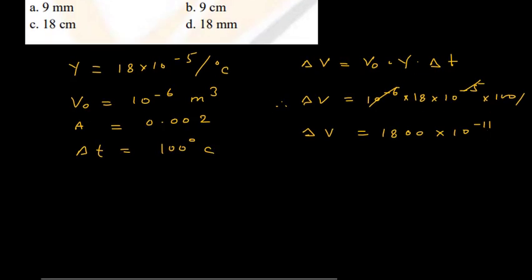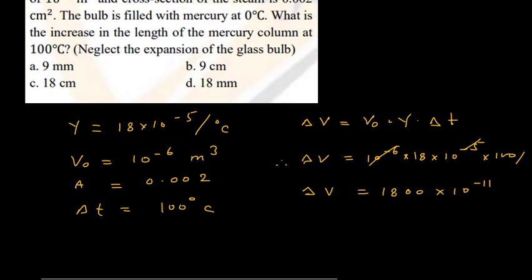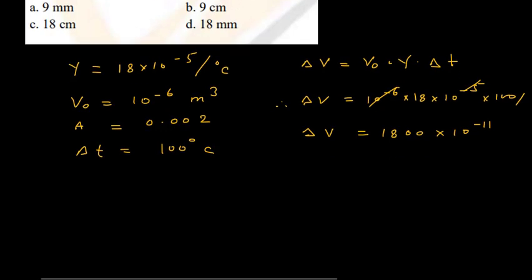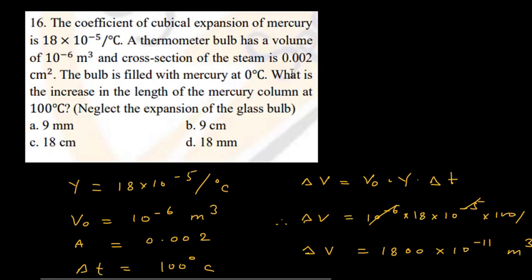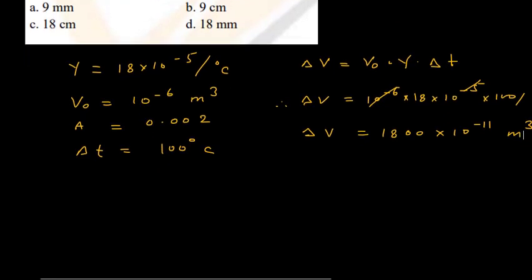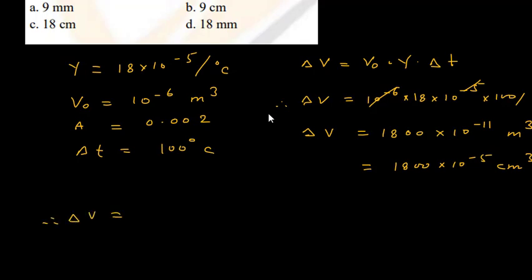Okay. Now because of this change in volume, what will happen? The level of mercury will rise. Okay. So how much it will rise? So this volume is in meter cube. Yes, it is in meter cube. So better, as area is in centimeter, let us convert it in centimeter. So centimeter cube, it will become from meter to centimeter. It will become 1800 into 10 power minus 5 centimeter cube, and therefore delta V is equals to, now this is 1800.